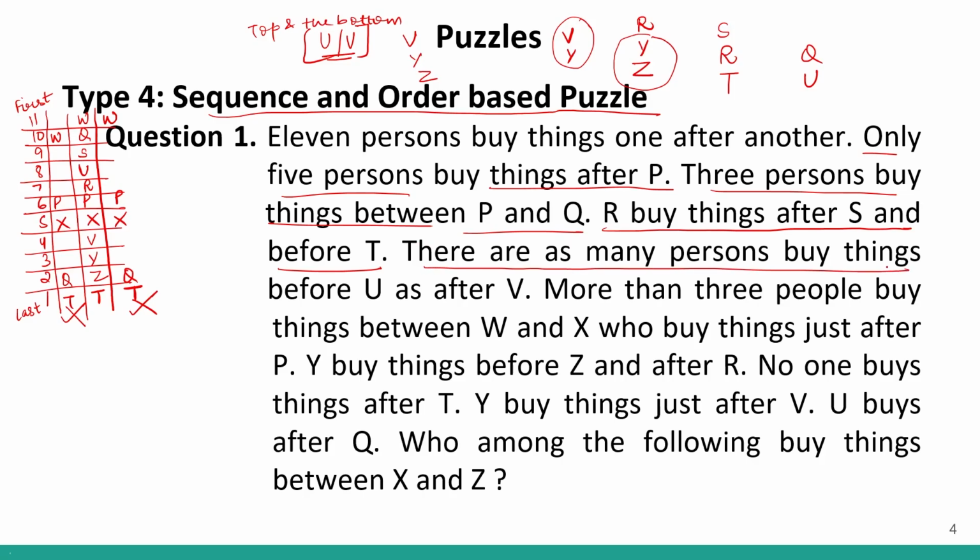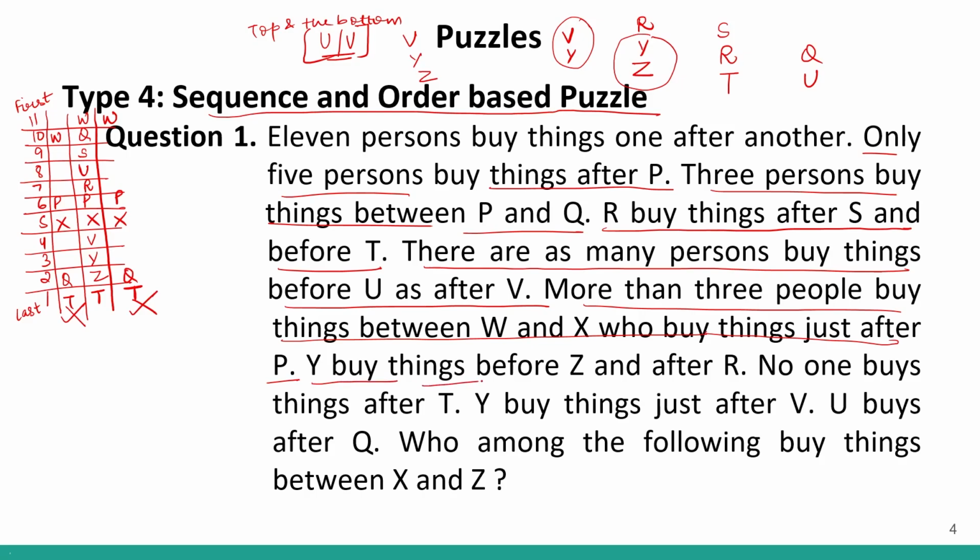There are as many persons buying things before U as after V. So they are from the same position from top and bottom. Therefore, this condition is also satisfied. More than 3 people buy things between W and X. So here 1, 2, 3, 4, 5 people are buying. So this condition is also satisfied. And X buys things just after P. This condition is also satisfied.